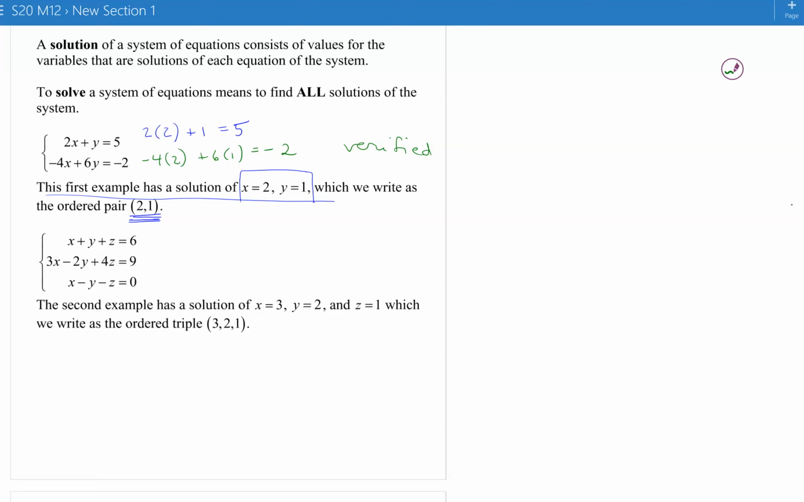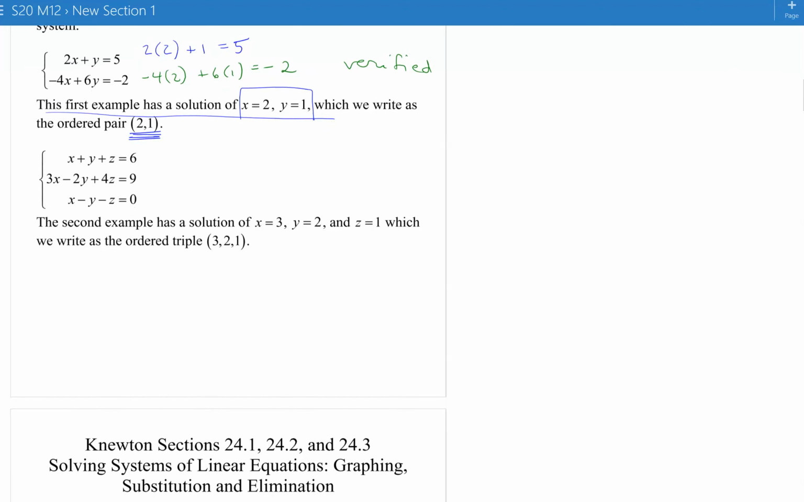And if you recall, we're looking for the intersection point of two lines when we're doing this. So if you find one solution, there can only be one solution because two lines can only intersect each other at a single point. Okay, then the second example has three variables, and the solution is x is 3, y is 2, and z is 1, which gets written as the ordered triple 3, 2, 1.